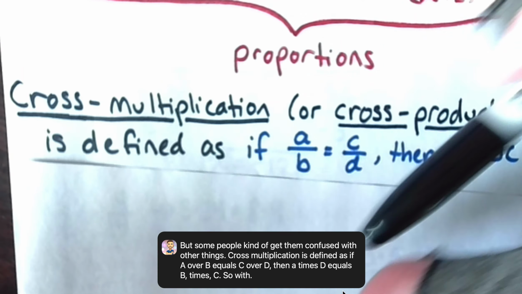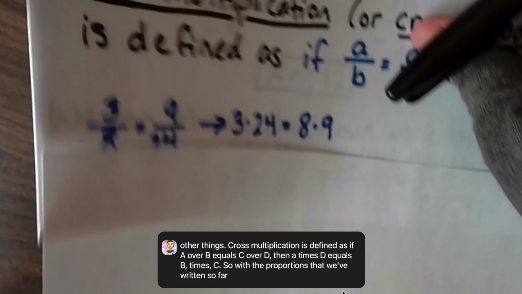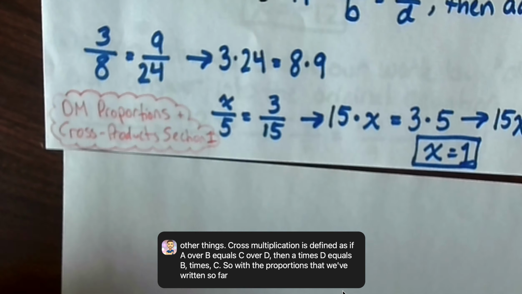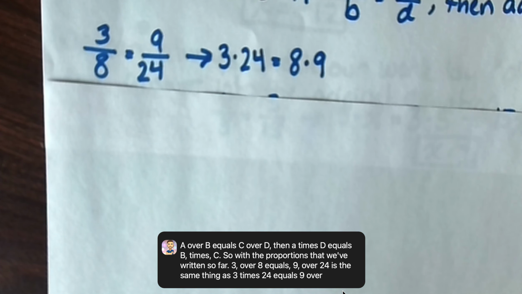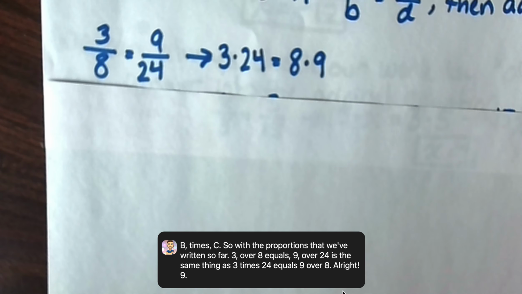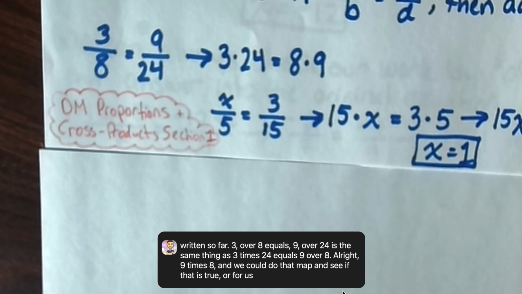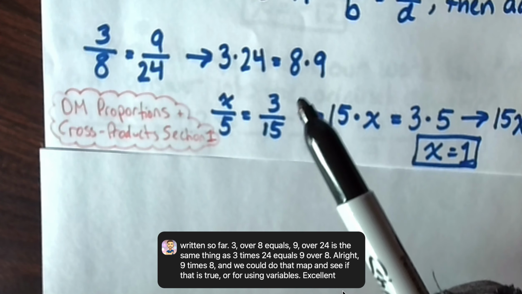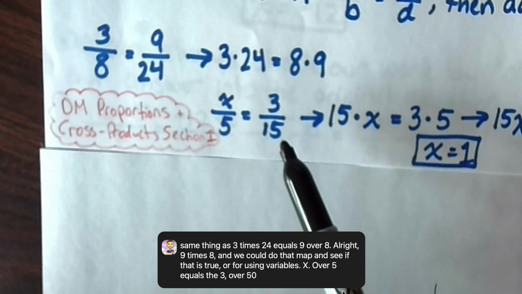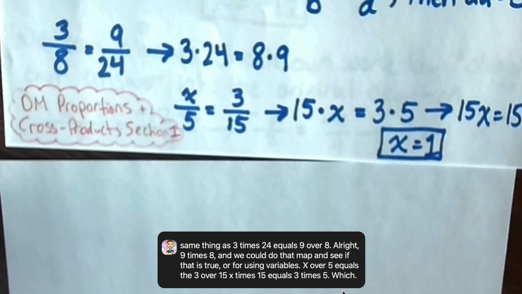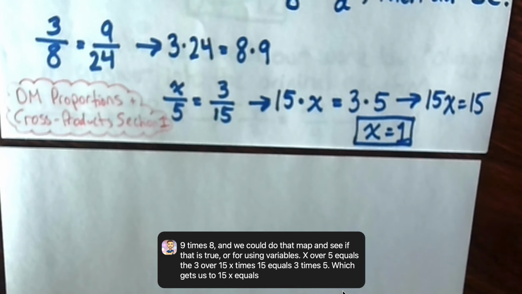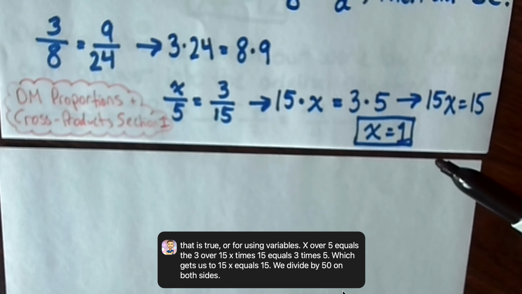So with the proportions that we've written so far, 3 over 8 equals 9 over 24 is the same thing as 3 times 24 equals 9 times 8, and we could do that math and see that that is true. Or if we're using variables, x over 5 equals 3 over 15, x times 15 equals 3 times 5, which gets us to 15x equals 15. We divide by 15 on both sides, and we find that x equals 1.